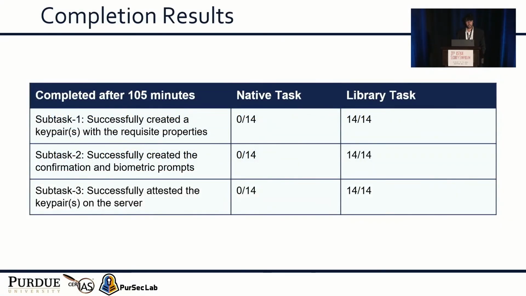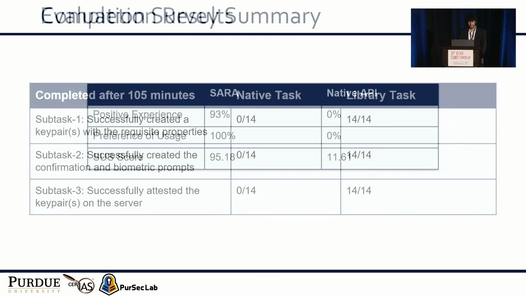These were the results of completion. We had three subtasks. In the first subtask, they had to create the key pairs or key pair, depending on their preference. In the second subtask, they had to show the prompts and have the user sign them. And thirdly, they had to deal with the server-side attestation. As you can see, the results were pretty one-sided.